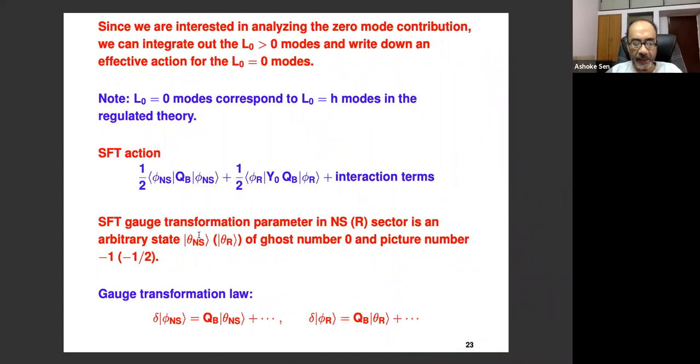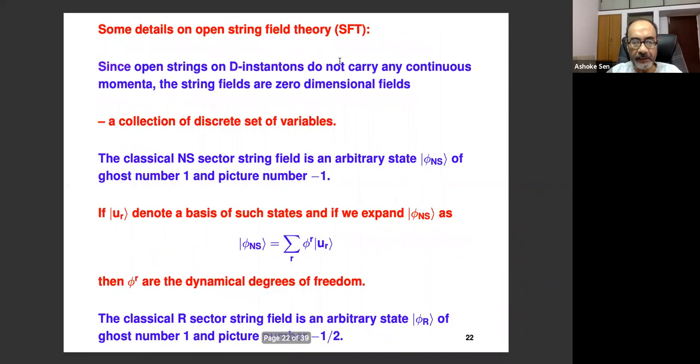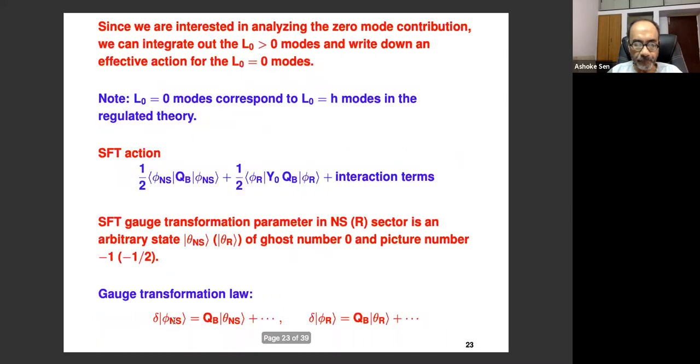Okay, and now the string field theory gauge transformation parameters. This action has gauge invariance, and this is taken to be an arbitrary state. I think I said somewhere ghost number 1, right? Yeah, so the string fields both carry ghost number 1, in the NS sector as well as the Ramond sector.